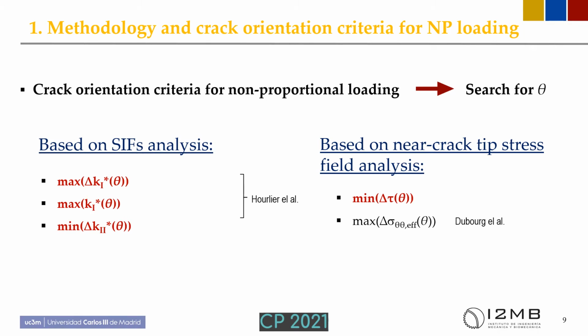On the other hand, we have criteria based on near crack tip stress field analysis. These criteria have the advantage that they do not require obtaining the stress intensity factors, although their implementation is also not straightforward due to the singularity produced by the crack tip. However, in general, these criteria are usually more affordable from a computational point of view. As in the previous group, we have different criteria based, for example, on the hoop stress, which is in line with K1, and also on minimizing the tangential stress, which is in line with K2.